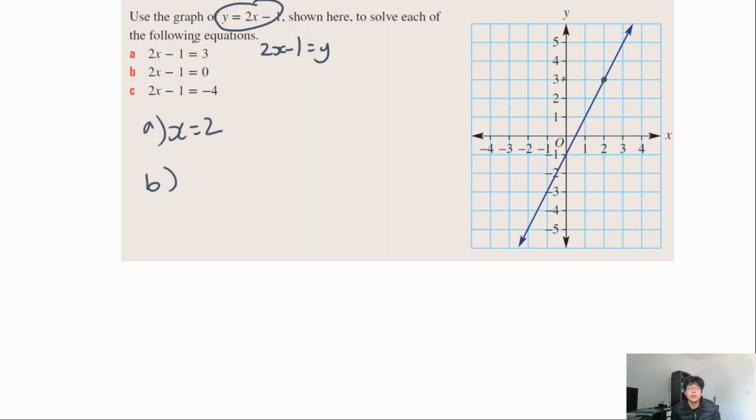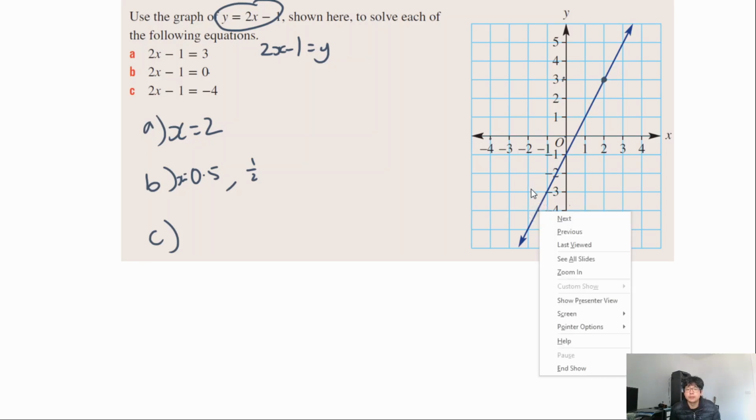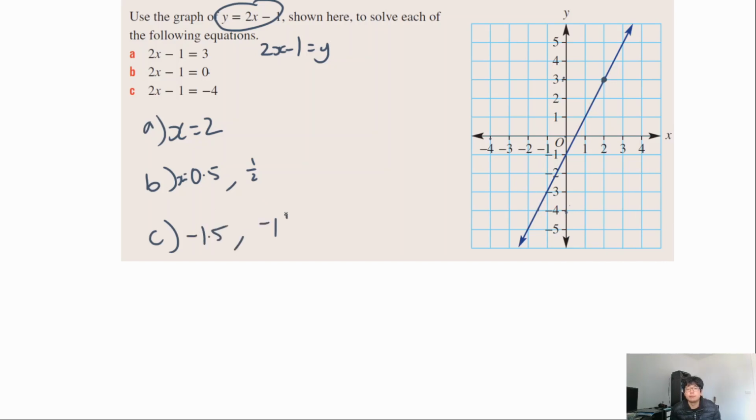Same thing for B. That's when y equals 0. I'm just going to move to the right until we hit the line. That's right in between the 0 and the 1. So I'll just say x equals 0.5 or a half. Either one's fine again. And C, y equals -4. That's down here. Go to the left until you hit the line. That's right in between the -1 and the -2. So that will be -1.5. Give a tick for each one you got correct there.